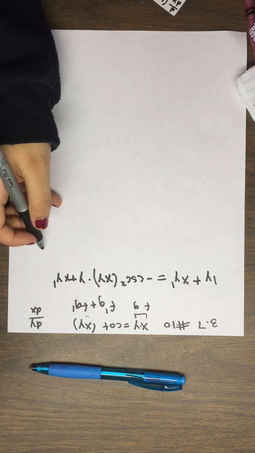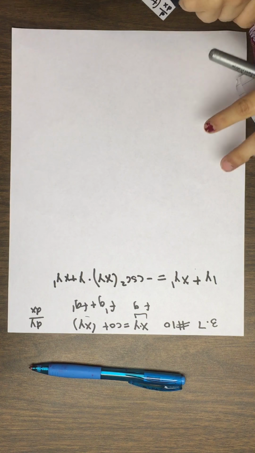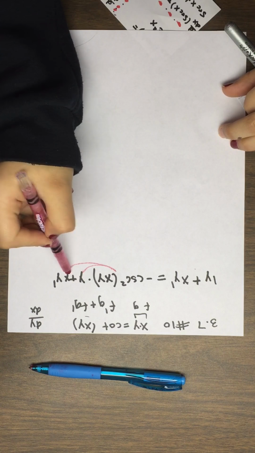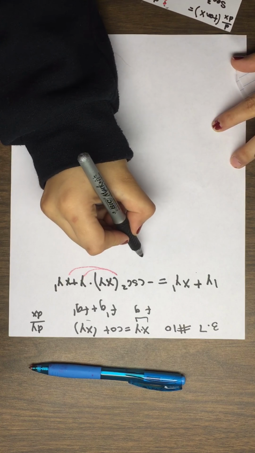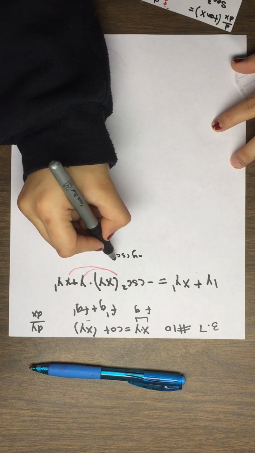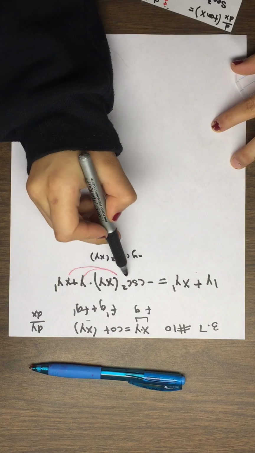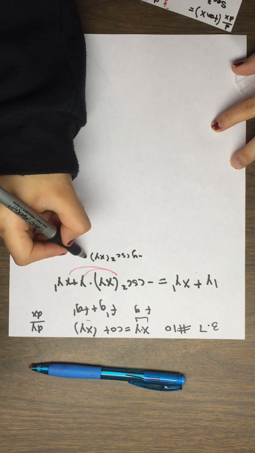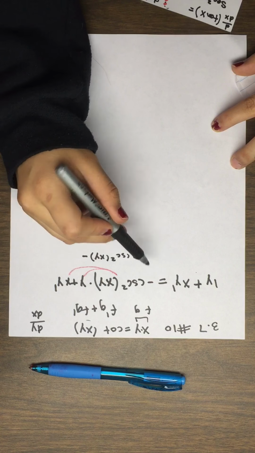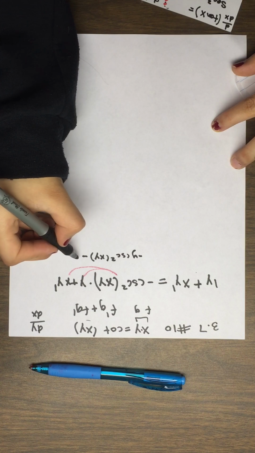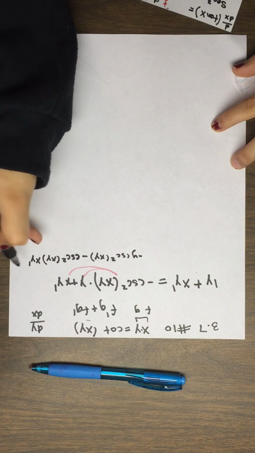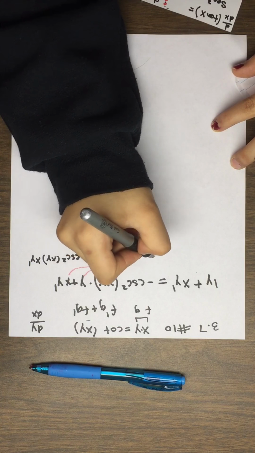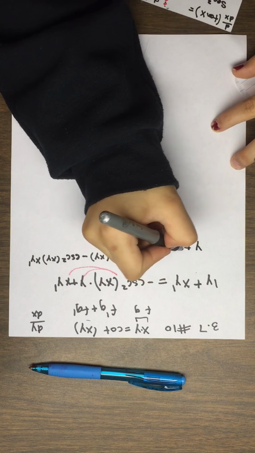Okay. After this, you're going to distribute. So right here and right here. This is going to lead you to have negative y cosecant squared xy, because it still stays the same, and then minus, because it should be a plus, but it's a minus because of this, and then it's going to be cosecant squared xy times x y prime. Then you're just going to write it out.